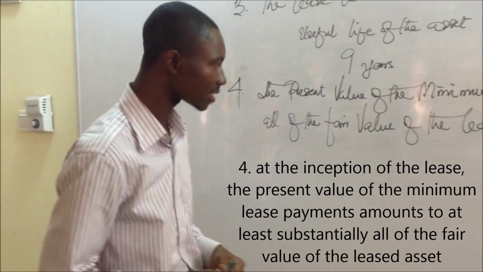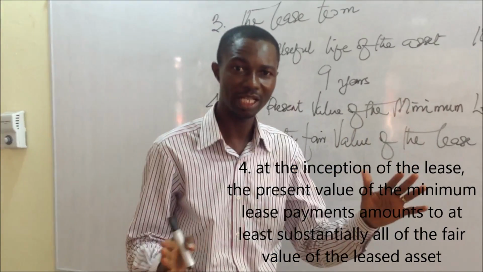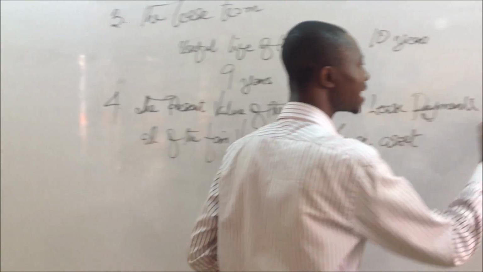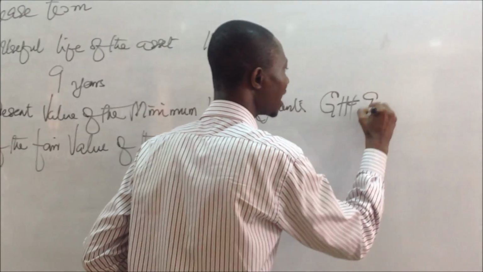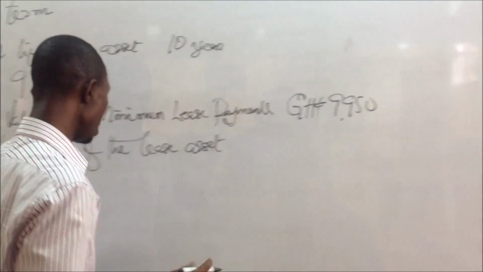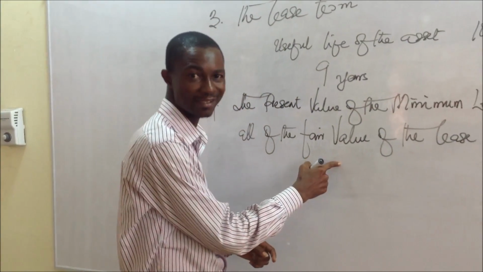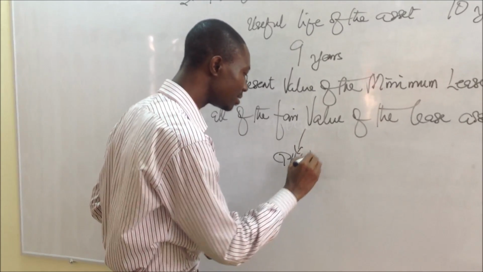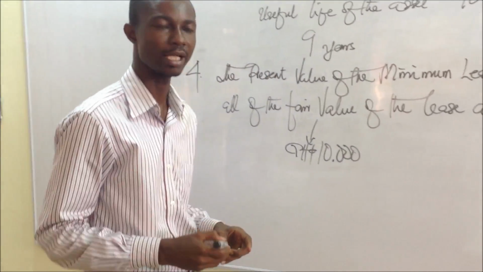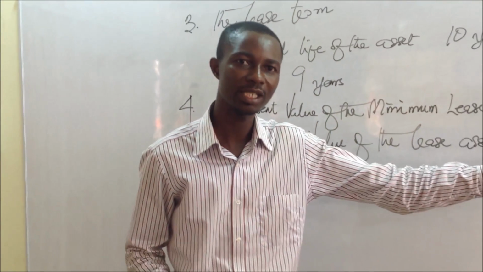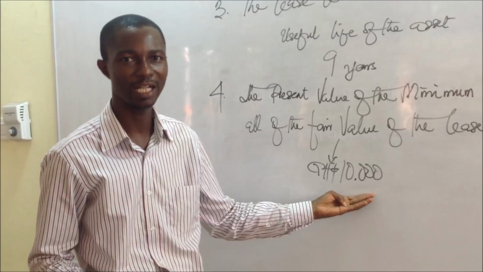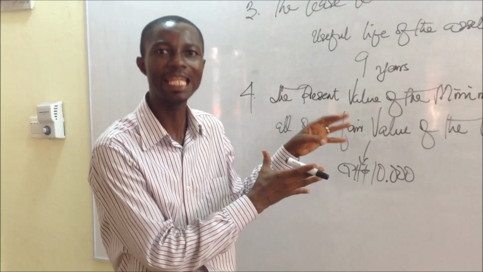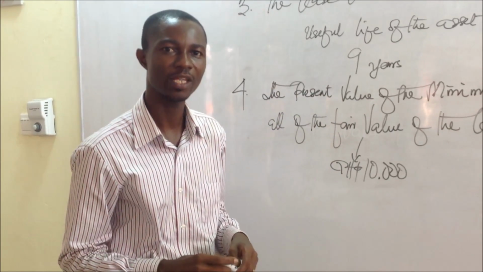Now what this means is that, let's assume you have calculated at the beginning of the lease, at the inception of the lease, the present value of the minimum lease payments, and you had a value of, let's say, 9,950. Then you determine the fair value of the assets also at the inception of the lease, and the value you had is about 10,000 cedis, right? So if you look at 9,950 and you compare it with 10,000 fair value, the values are not significantly different. So if this is the situation of the lease, then this lease will be considered a finance lease.